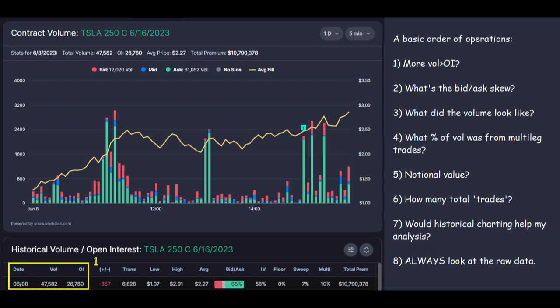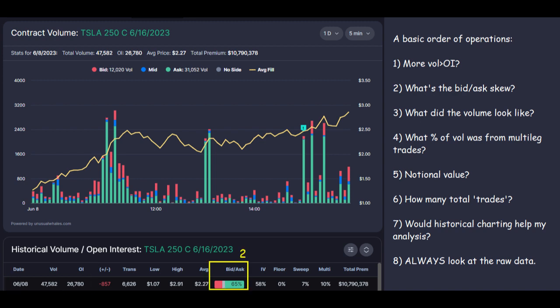1. More volume than open interest. So the first thing to look at in general, even when not specifically using this view, is volume and open interest. We're looking for there to be more volume than open interest, and the higher the difference, the better. The main reason we're looking for volume being greater than open interest is that it is a precursor to the volume, likely resulting in quote-unquote opening trades, either buy to open or sell to open trades.